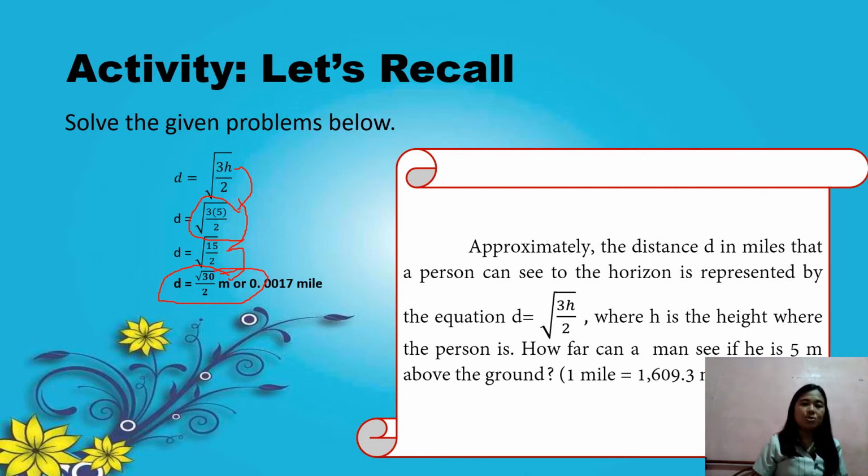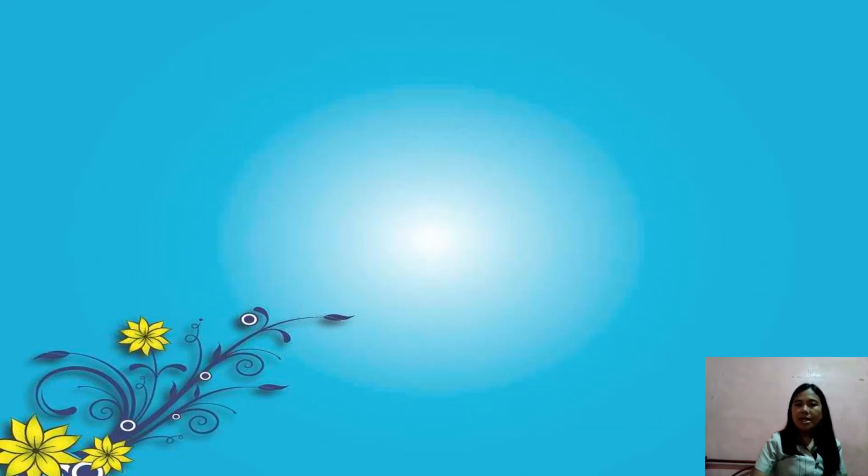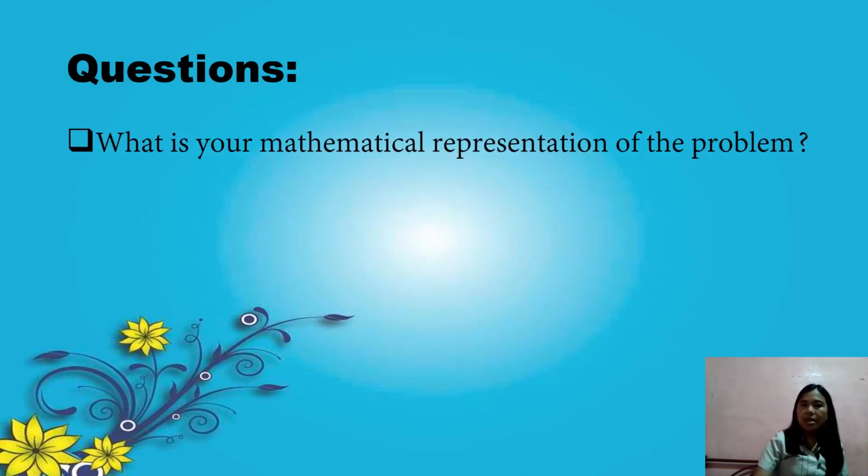But if you're going to make use of the given equivalent here, 1 mile is equivalent to 1,609.3 meters, so you can have an answer of 0.0017 mile. From there, we will answer these questions. What is your mathematical representation of the problem? It's given already: d equals the square root of 3h over 2.